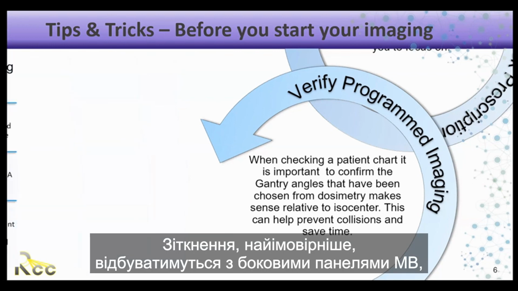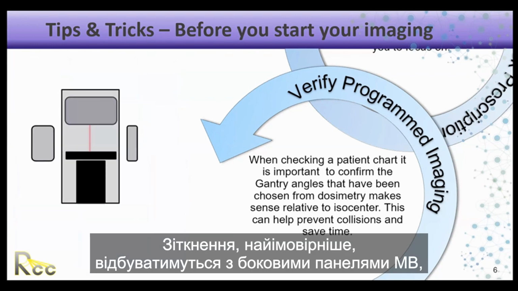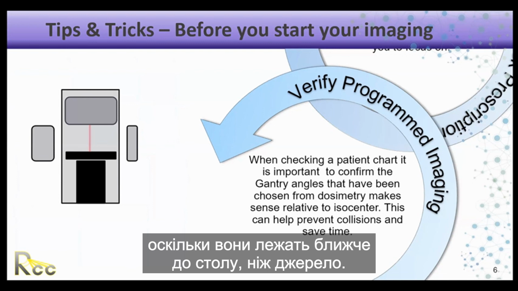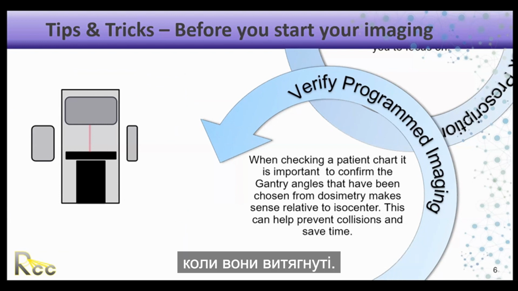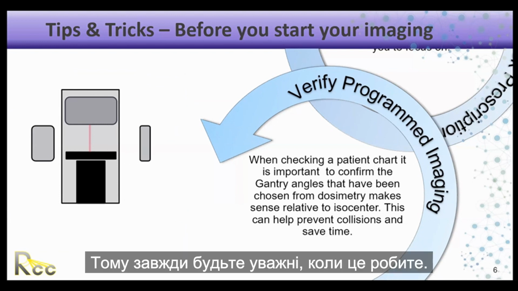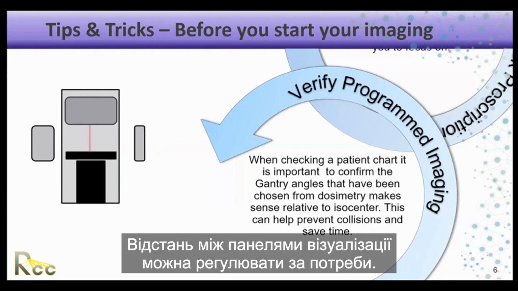Collisions are most likely to occur with the side of the MV panels because they rest closer to the table than the source. Collisions can sneak up on us when moving the gantry panels while they're out, so always be paying attention when doing that. The imaging panel distance can be adjusted as needed.